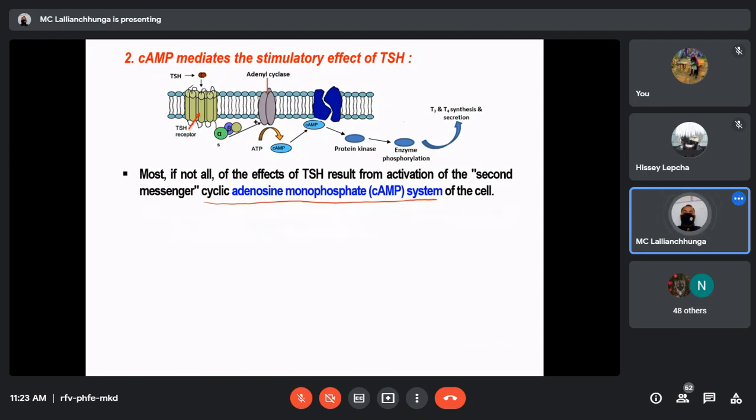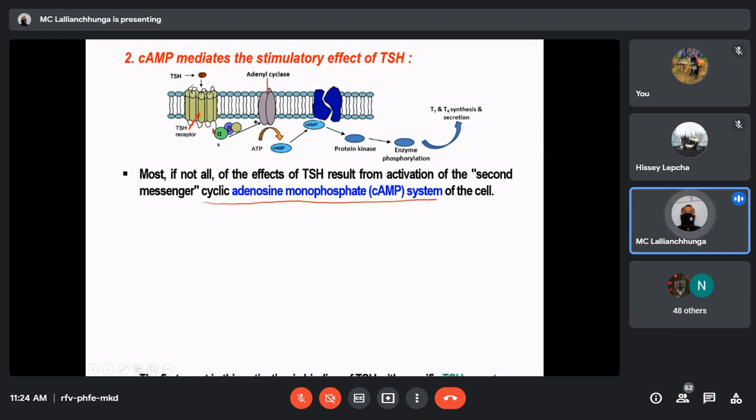Let's see. So this whole structure is the cell membrane, and here the TSH receptor is there, facing the extracellular fluid, and this side is facing the intracellular fluid. Let's say this is the TSH, released from the anterior pituitary gland, and now it is binding to its receptors, which are facing the extracellular fluid. When there is binding of the TSH, there will be activation of these receptors.